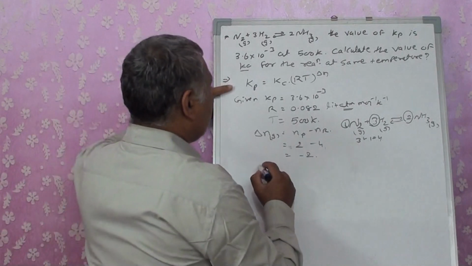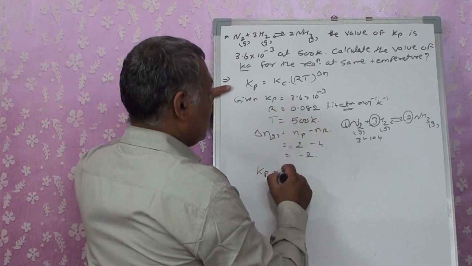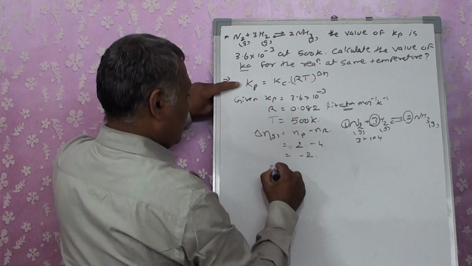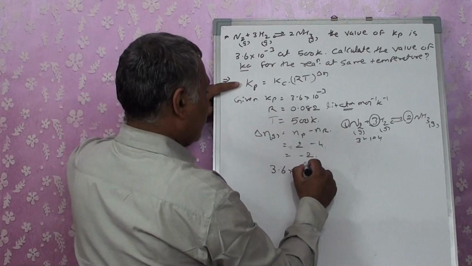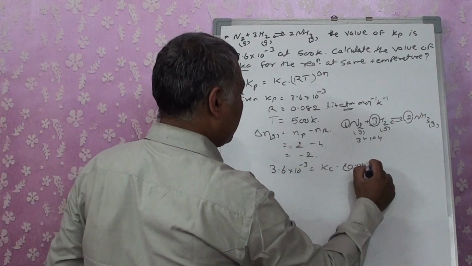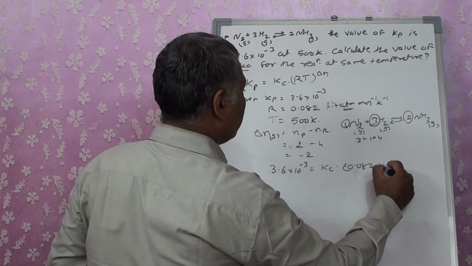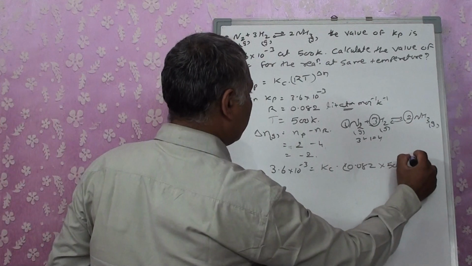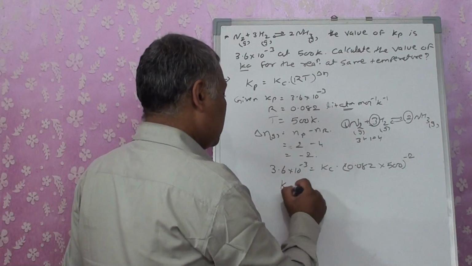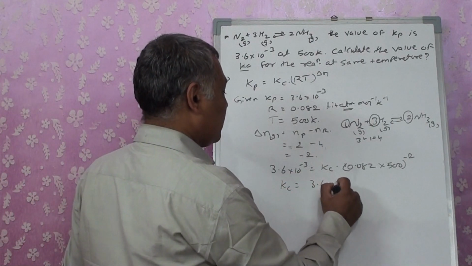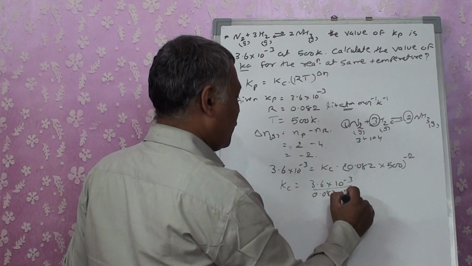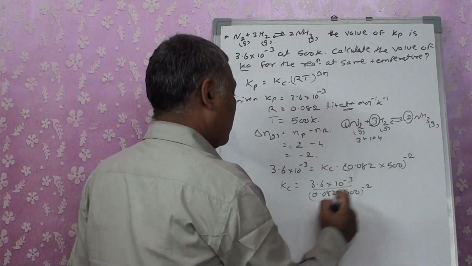So now substitute the values. Kp is equal to, in the given formula, if I substitute it, 3.6 into 10 raised to minus 3 is equal to Kc into (0.082 into 500) raised to minus 2. Right? Now if I want to calculate the Kc, we will be getting it as 3.6 into 10 raised to minus 3 divided by (0.082 into 500) raised to minus 2.